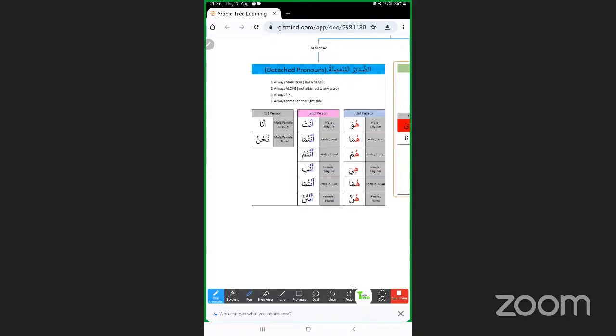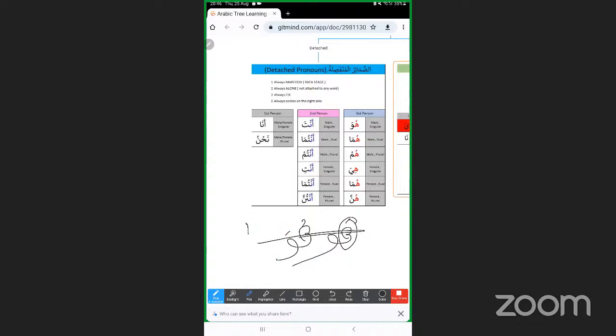This is one of the shortcuts you should remember. If you see a pronoun starting with ha, you can say that this pronoun will be third person. At least you can say that it is a third person. But if you memorize all the pronouns by heart, then you will be in a good position to say that huwa is third person male singular.